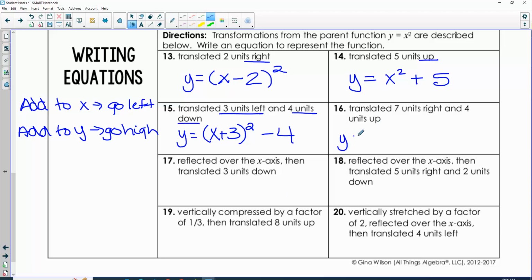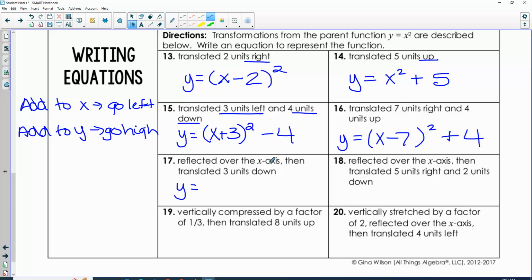Number 16, translated 7 units to the right. How do I go to the right? So x minus 7 squared. 4 units up. Plus 4.